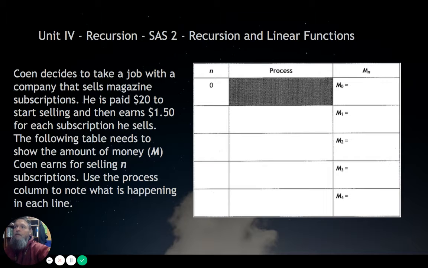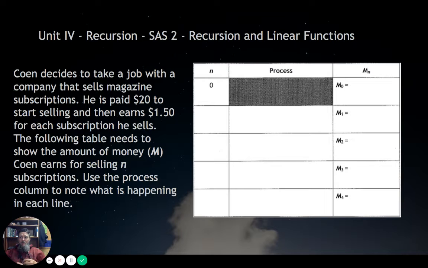All right, so let's talk about this. Cohen decided to take a job with a company that sells magazine subscriptions. He's initially paid $20 to start, and then he earns $1.50 for every subscription he sells. The following table we need to fill out shows the amount of money Cohen earns for selling N subscriptions. M is a variable that describes the amount of money that Cohen earns, and N is a variable that describes the number of subscriptions he sells.